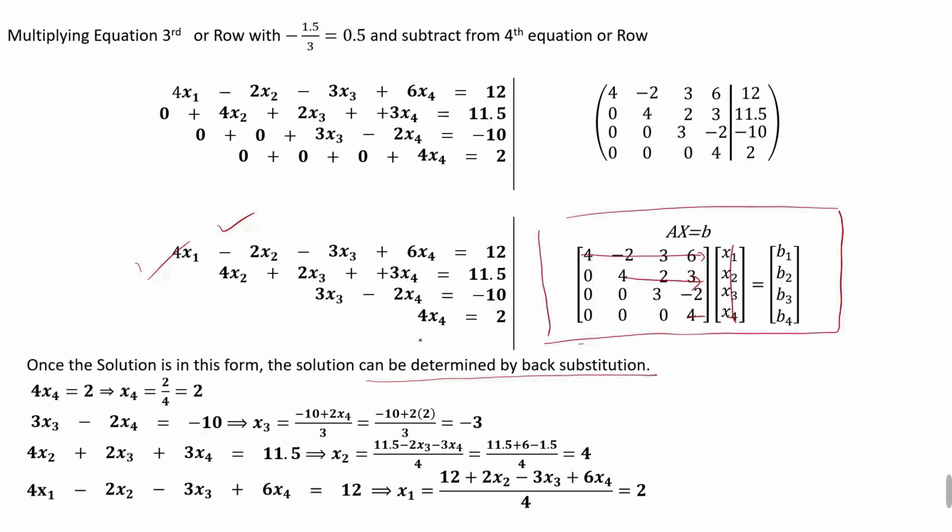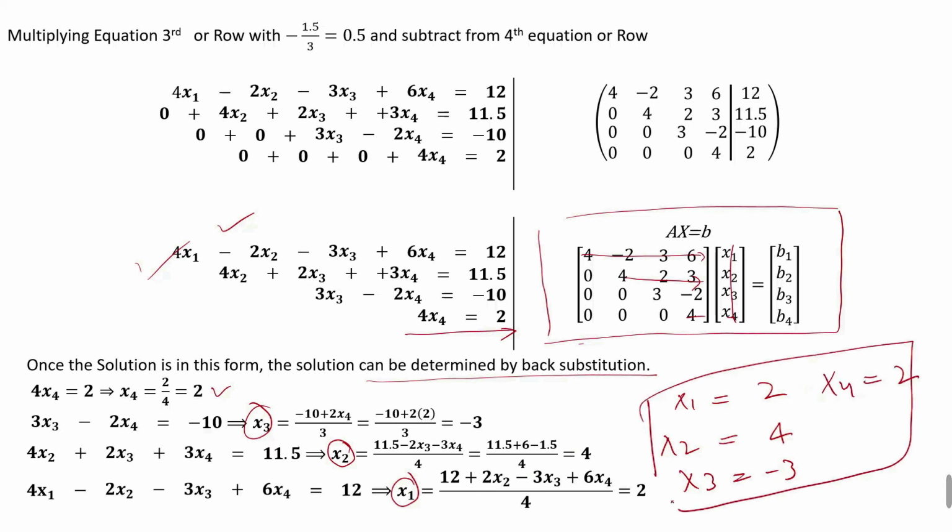Now by backward substitution we find the values of the unknowns. First we find the value of x4. Here we can see that x4 is equal to 2, and then similarly we find the value of x3, and then similarly x2, and then x1. So we get x1 equal to 2, x2 equal to 4, x3 equal to minus 3, and x4 equal to 2. These are the values of the unknowns.